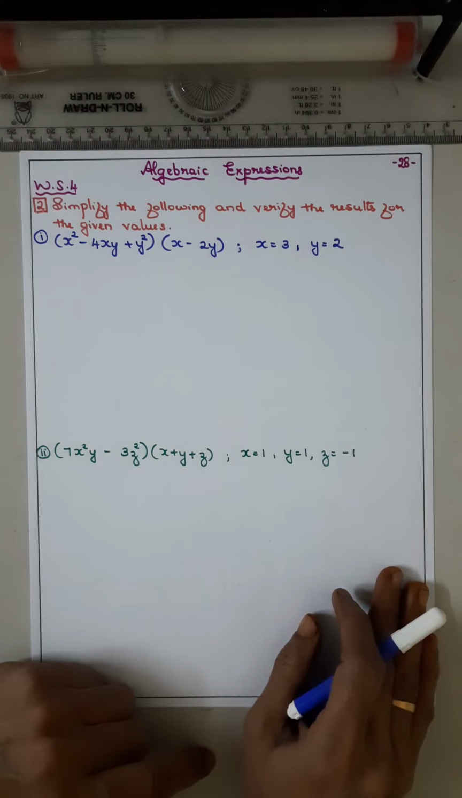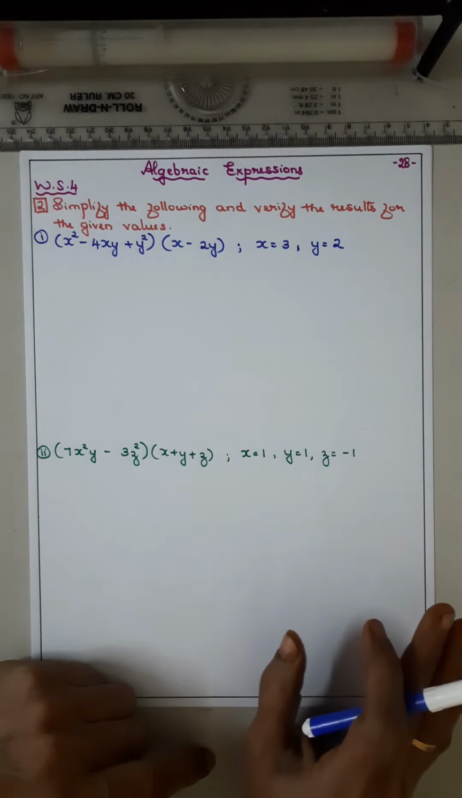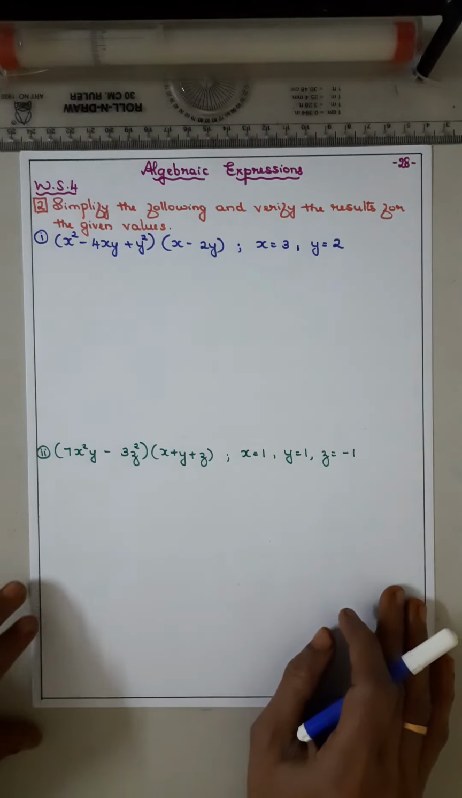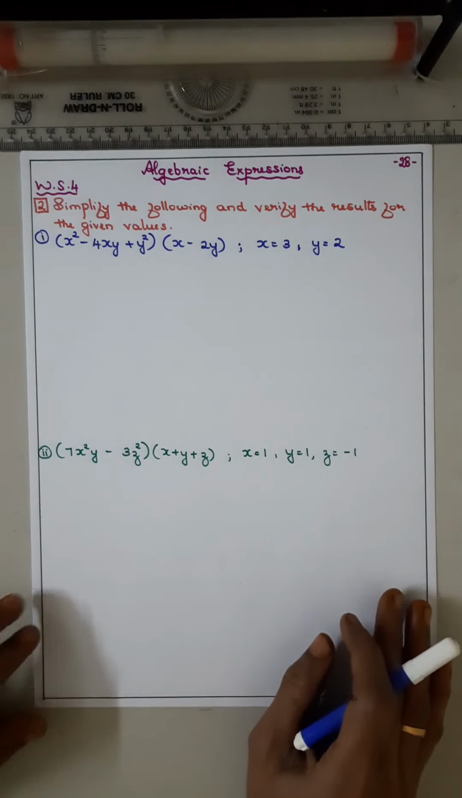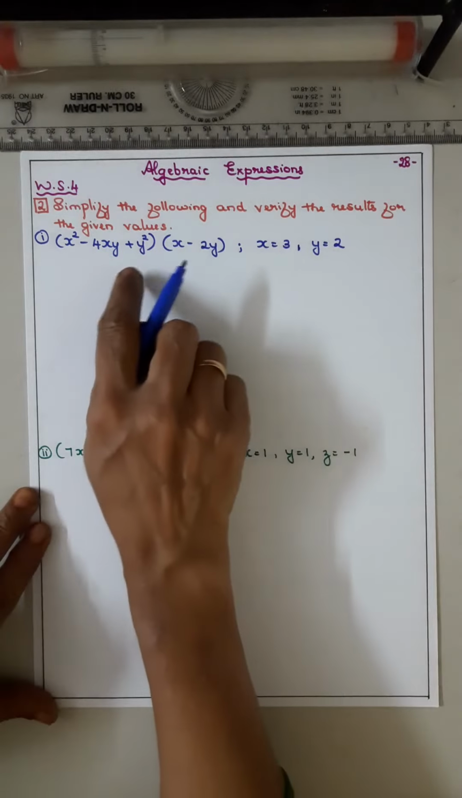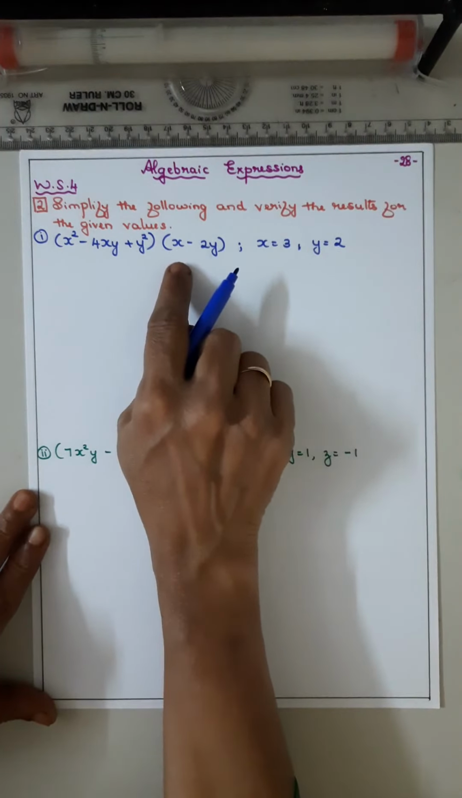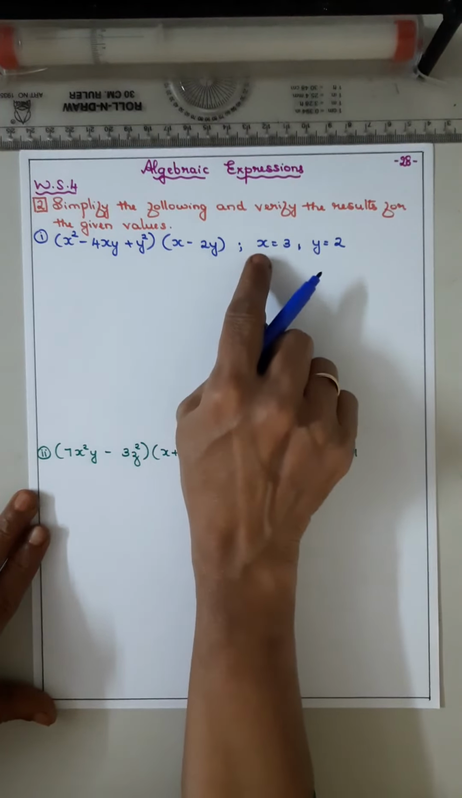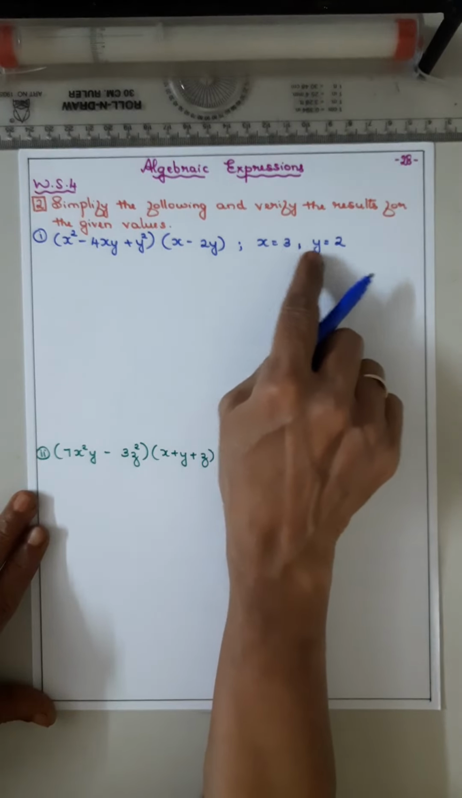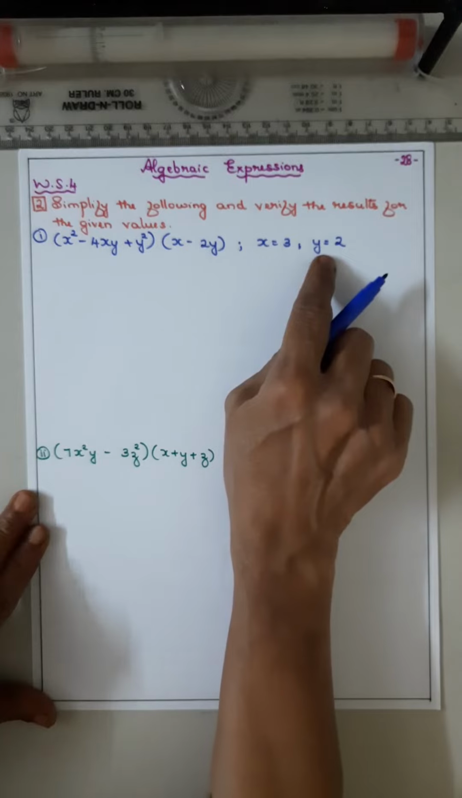We were discussing the lesson algebraic expressions and we were in worksheet 4, isn't it? Now coming to the second question, simplify the following and verify the results for the given values. The first question is (x squared minus 4xy plus y squared) into (x minus 2y), and the values for x and y are given. x is equal to 3 and y is equal to 2.